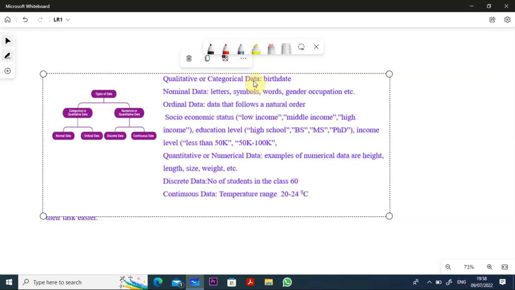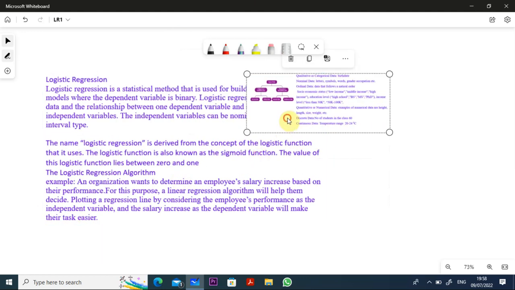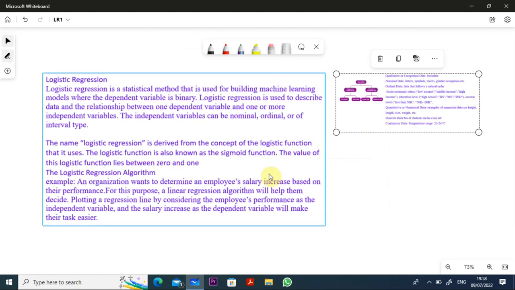For discrete data, say the number of students in the class is 60. This is discrete data. Continuous data is a range, say a temperature range from 20 to 24 degrees centigrade. This type of thing comes under continuous data. So these are the various types of data, and we should have some clarity on them. Then we go to the actual logistic regression. The name logistic regression is derived from the concept of the logistic function.